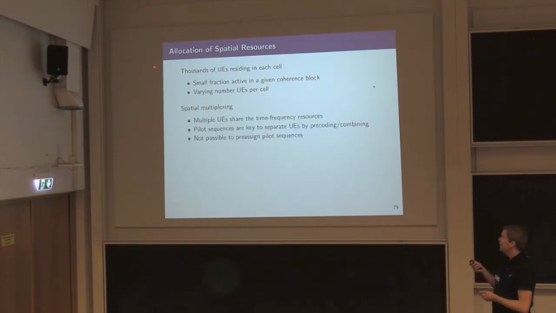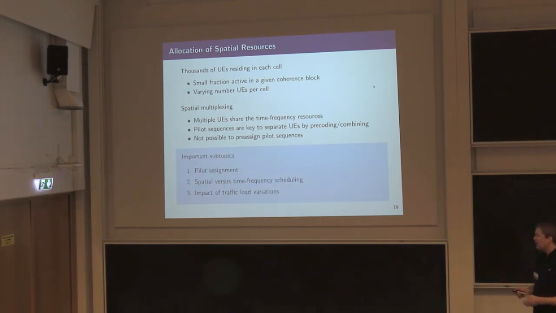Well, we know that we have multiple users that are sharing the same time-frequency resources, and that the pilot sequences are key to separate the users. And we cannot assign these pilot sequences once and for all to a user, because most of the time the user is not active. So we should only give it to the users when they're active. And then we have this assignment problem of who should get it and when.